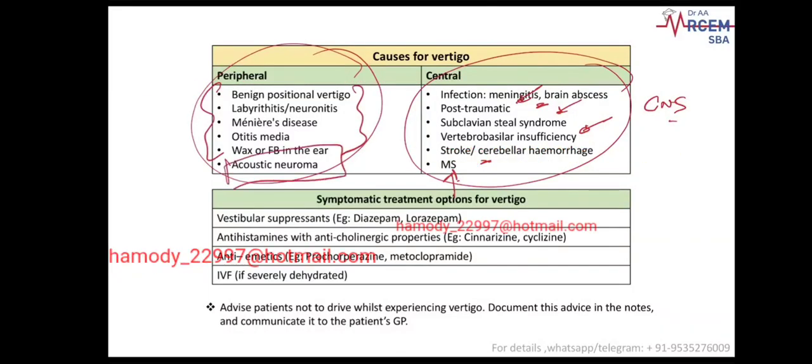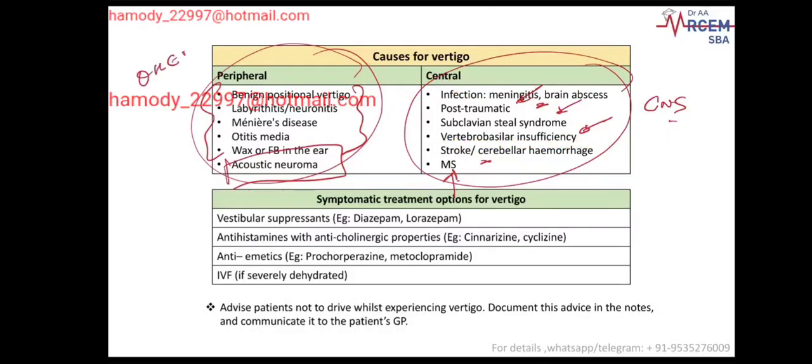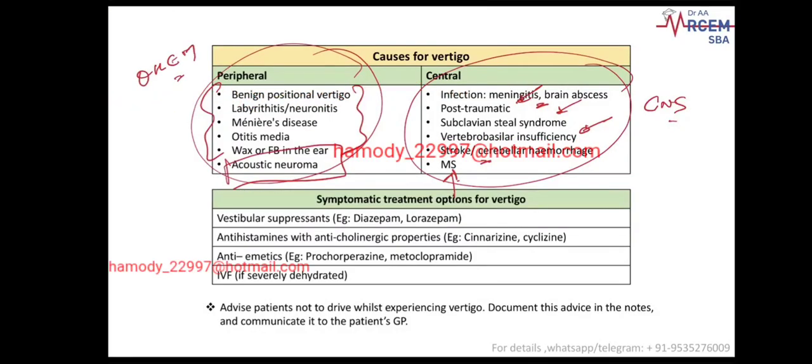Acoustic neuroma: certain literature says it is central, certain literature says it is peripheral. The classification I have taken is from the Oxford Handbook of Emergency Medicine, which classifies acoustic neuroma as a peripheral vertigo. How do we treat it?